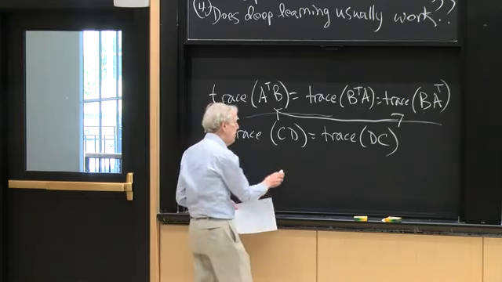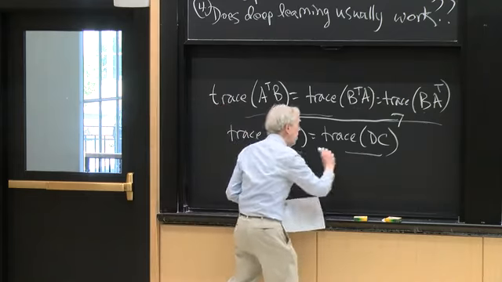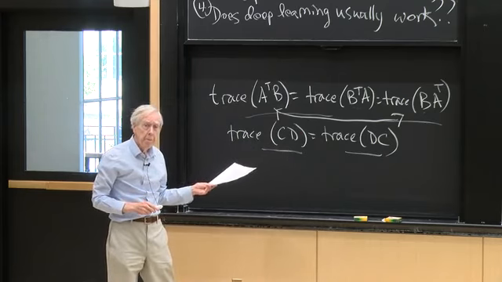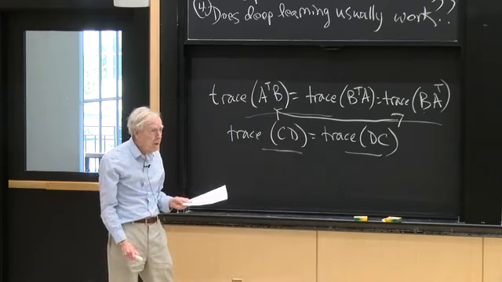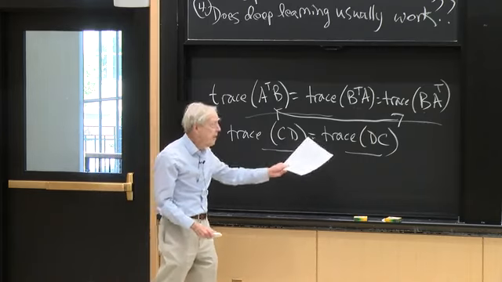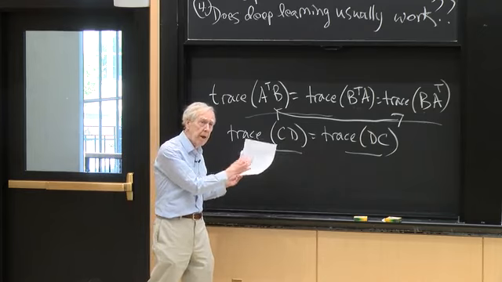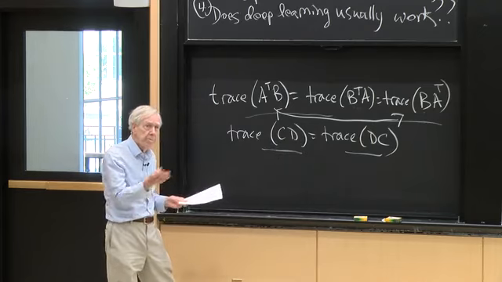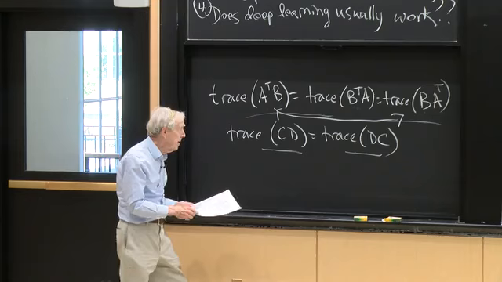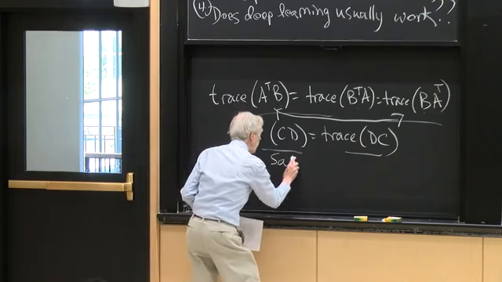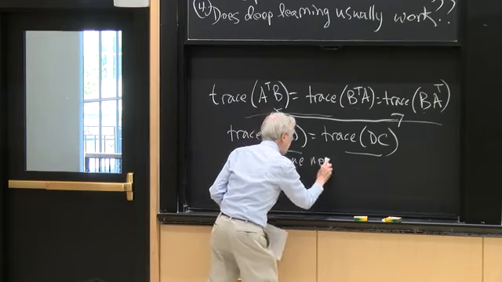Let's use eigenvalues. How are the eigenvalues of CD related to the eigenvalues of DC? They're the same. If these matrices are rectangular, then there might be some extra zero eigenvalues, because they would have different shapes. But zeros are not going to affect the trace. So this is the same non-zero eigenvalues.